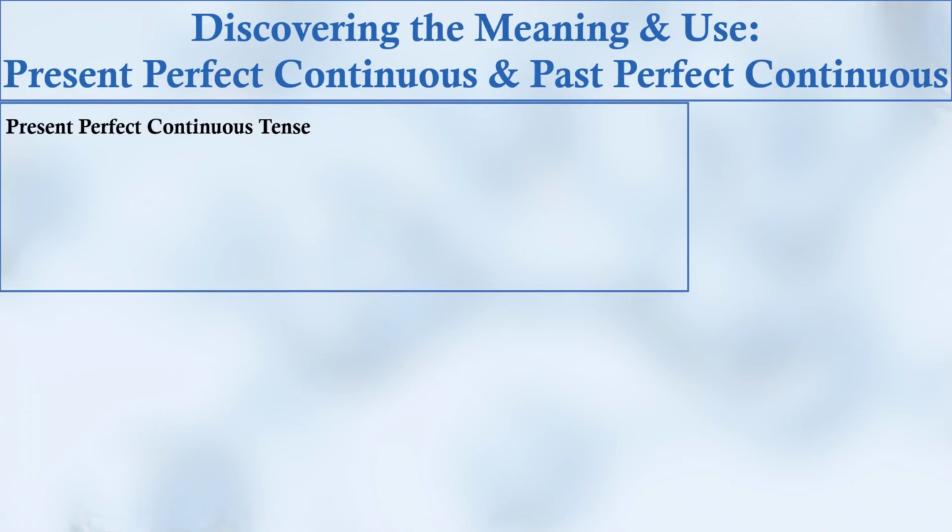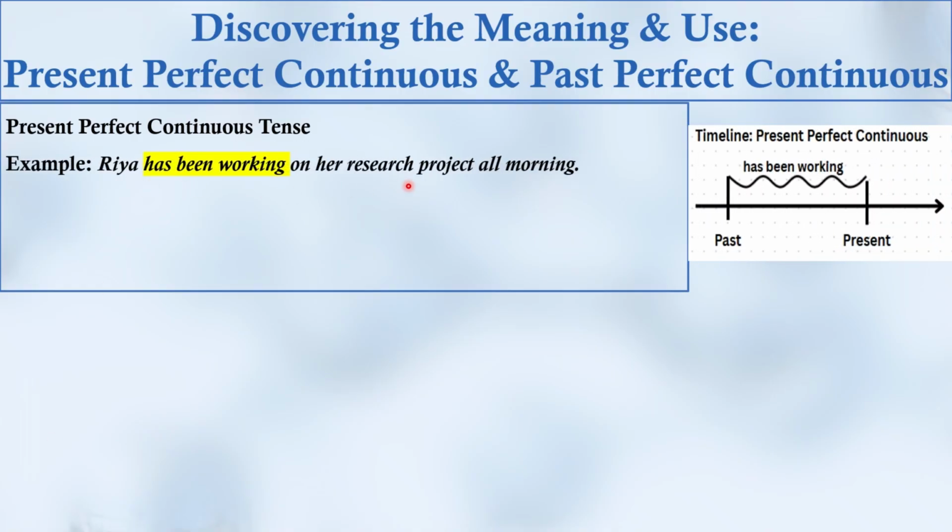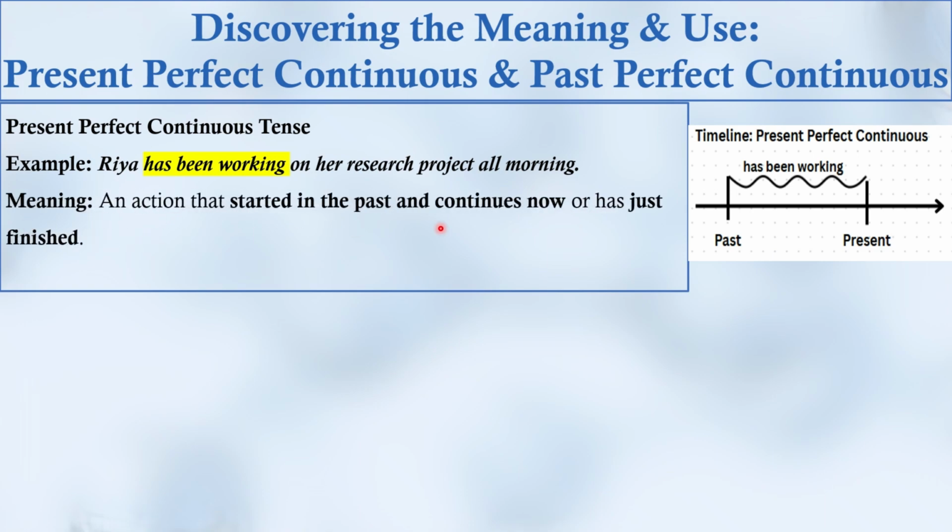First, the present perfect continuous. Ria has been working on her research project all morning. The action began in the past and is still continuing now. The timeline shows that the activity started in the past and continues right up to the present moment. We form it with has or have plus been, followed by the ing form of the verb.